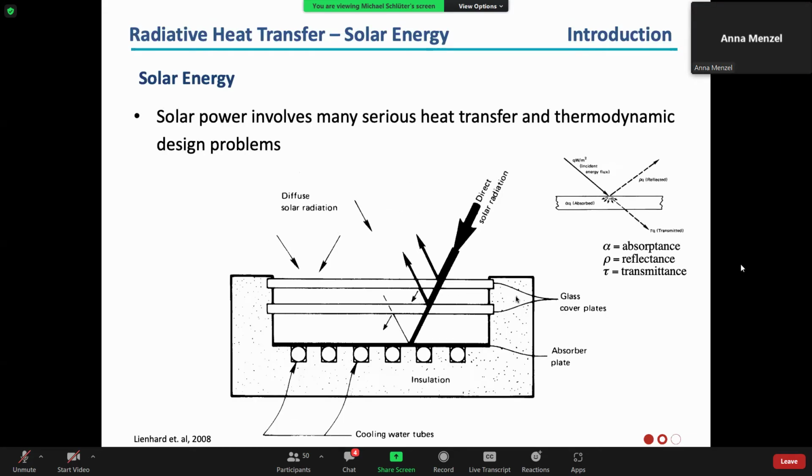I have a question once more. Of course. The radiation works from the air to the cooling water tubes, but isn't there the resistance through the vacuum as well?